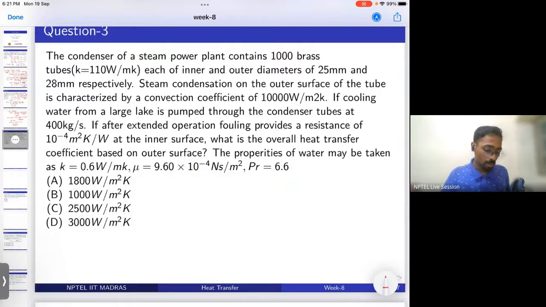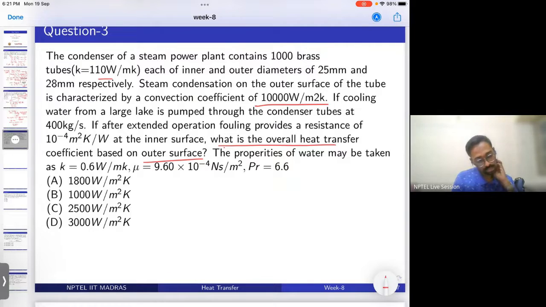The condenser of a steam power plant contains 1000 brass tubes of thermal conductivity 110, each of inner and outer diameter of 25 mm and 28 mm respectively. The steam condensation on the outer surface of the tube is characterized by a heat transfer coefficient of 10,000 watts per meter square Kelvin. If the cooling water from a large lake is pumped through the condenser tube at 400 kg per second, and if after extended operation fouling provides a resistance of 10 raised to minus 4 at the inner surface, what is the overall heat transfer coefficient based on the outer surface?